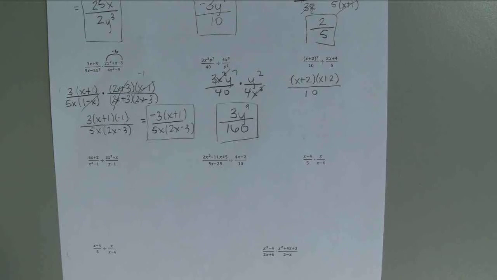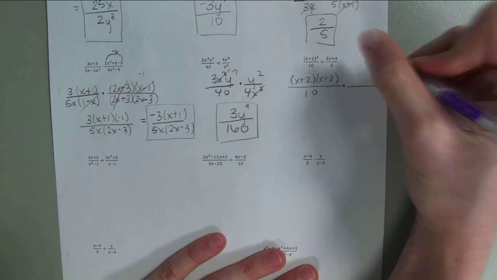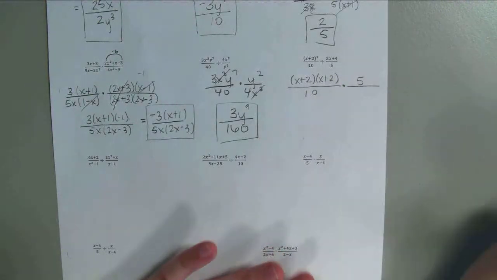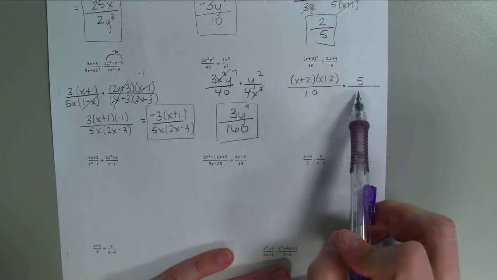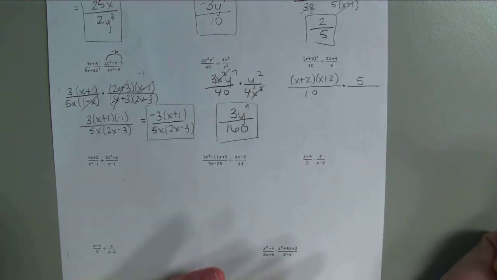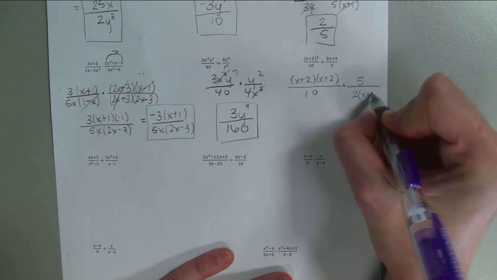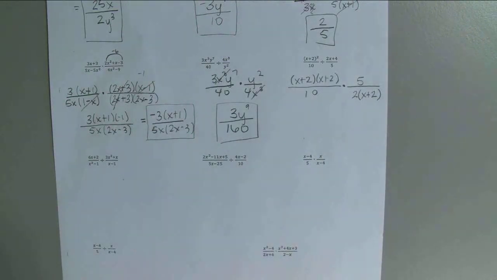Then what am I going to do with that division symbol? I'm going to change it to multiplication, and I'm going to flip this guy. So the 5 is now going to be on the top. And if you guys are okay with it, instead of writing 2x plus 4, I'm going to write it in its factored form. What can I take out of 2x plus 4? 2. A 2, and that will leave me with x plus 2. Does that look right?